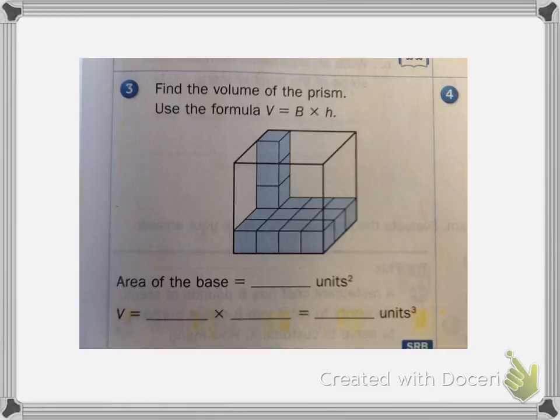Number 3 says find the volume of the prism. Use the formula volume equals the area of the base times the height. So first I have to find the area of the base, which is 4 by 3, so it's 12. So then I have to multiply 12 by the height, which is 4. 12 times 4 is 48, so the volume of this prism is 48 units cubed.